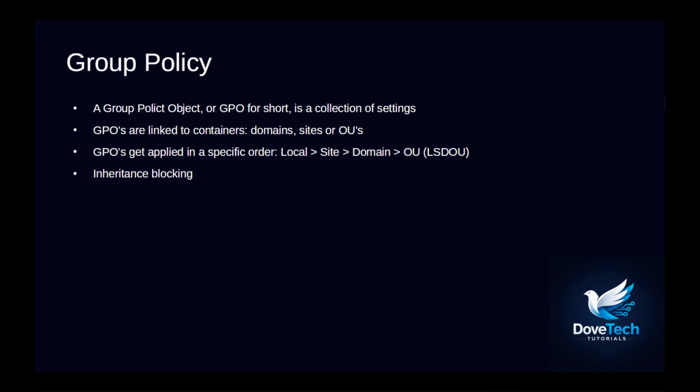There are two exceptions to this. First, inheritance blocking. An OU administrator can block GPOs from higher in the chain from flowing down into their OU. Second, and more powerful, is enforced. A GPO marked as enforced cannot be blocked by inheritance blocking anywhere below it. It wins regardless. Enforced is how you push domain-wide baselines that no department administrator can accidentally or deliberately circumvent.